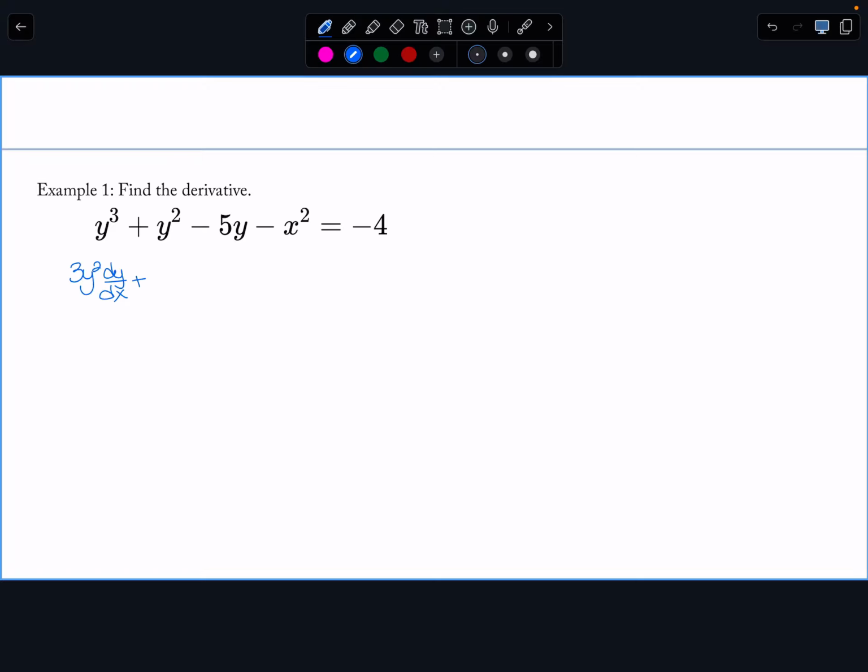What's the derivative of y squared? 2y dy dx. Derivative of negative 5y. Negative 5 dy dx. Derivative of negative x squared. Negative 2x, and the derivative of negative 4 is 0.